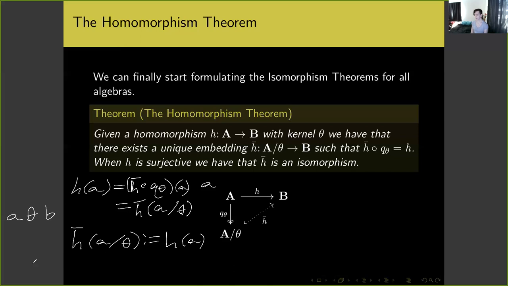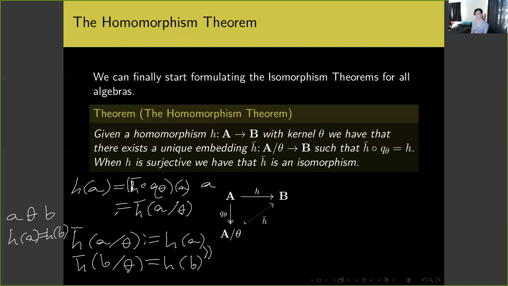Okay, well in that case, we are going to compute that H bar of B mod theta, which should be the same thing because A mod theta and B mod theta are the same equivalence class. This is going to be H of B. Now, the kernel of this homomorphism H is theta. And so A theta B is another way of saying that H of A is equal to H of B, because that's what it means to be in this congruence theta, which is the kernel of this homomorphism. So these two guys are equal.